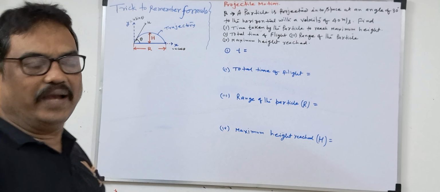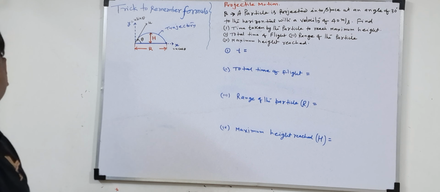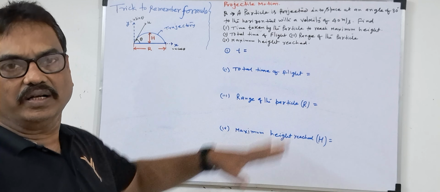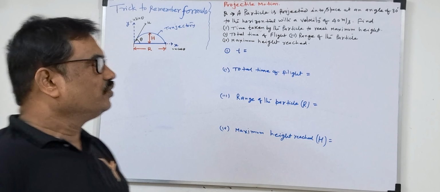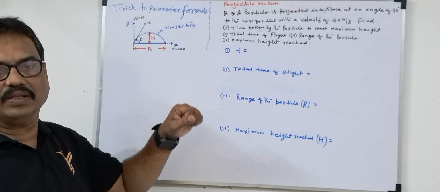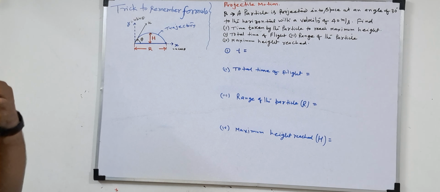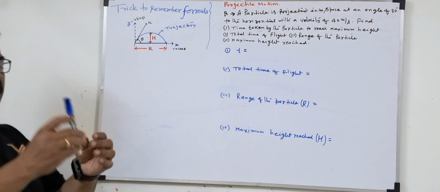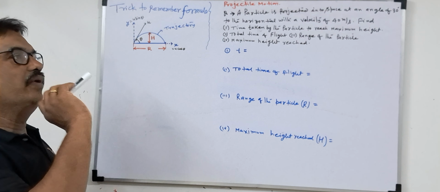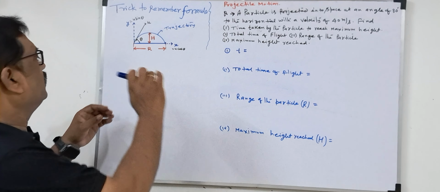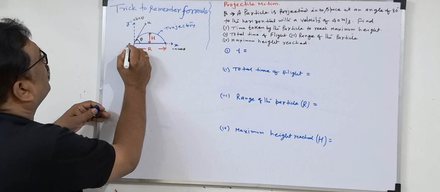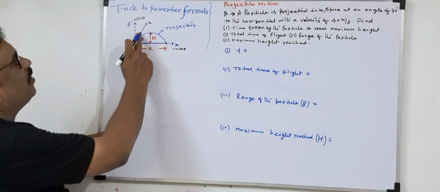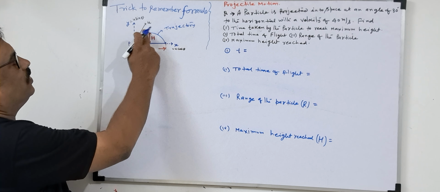So first, I will tell you the trick for how to remember and generate the formulas, because remembering formulas is very difficult and the chance of mistakes is high. So I brought one trick to remember the formulas. See here, some basic concepts. Suppose you are standing and throwing a particle from the point P. It will follow a parabolic path, which is called the trajectory.